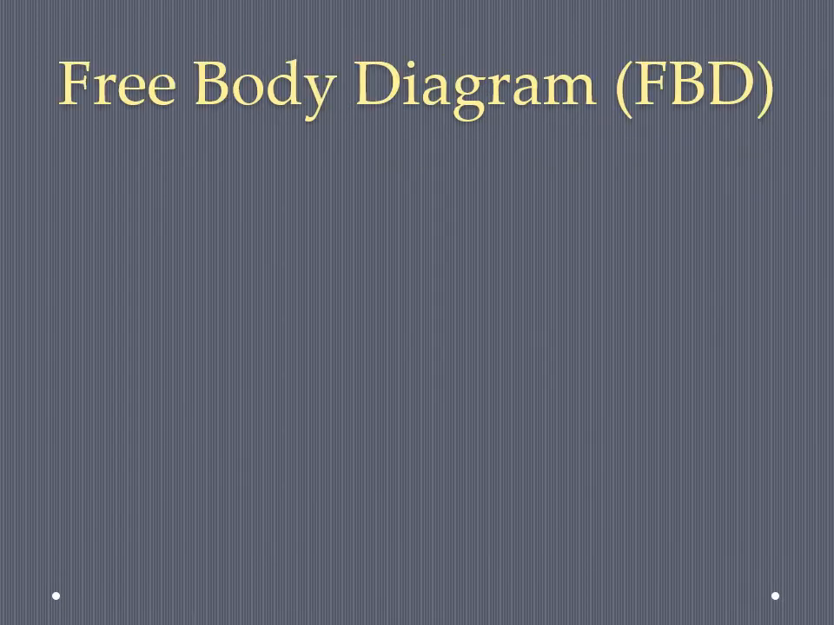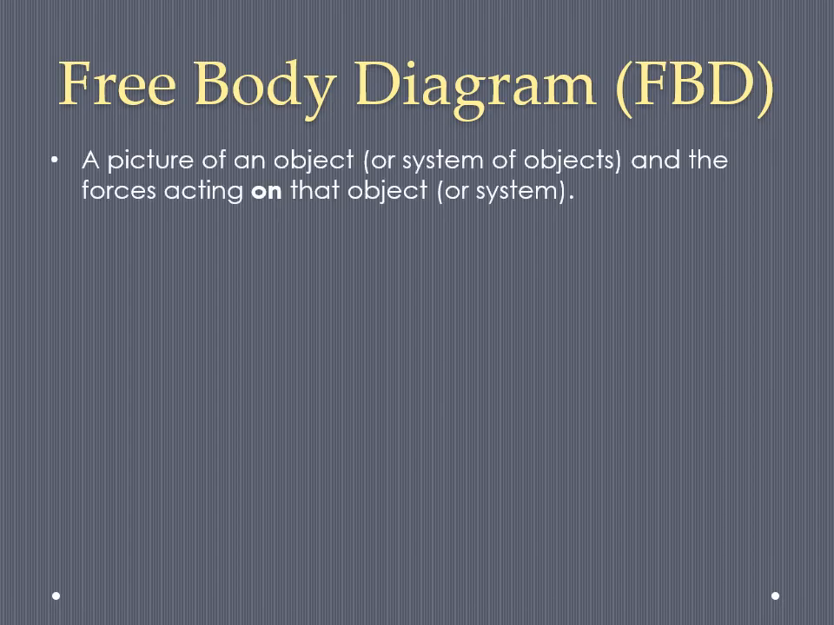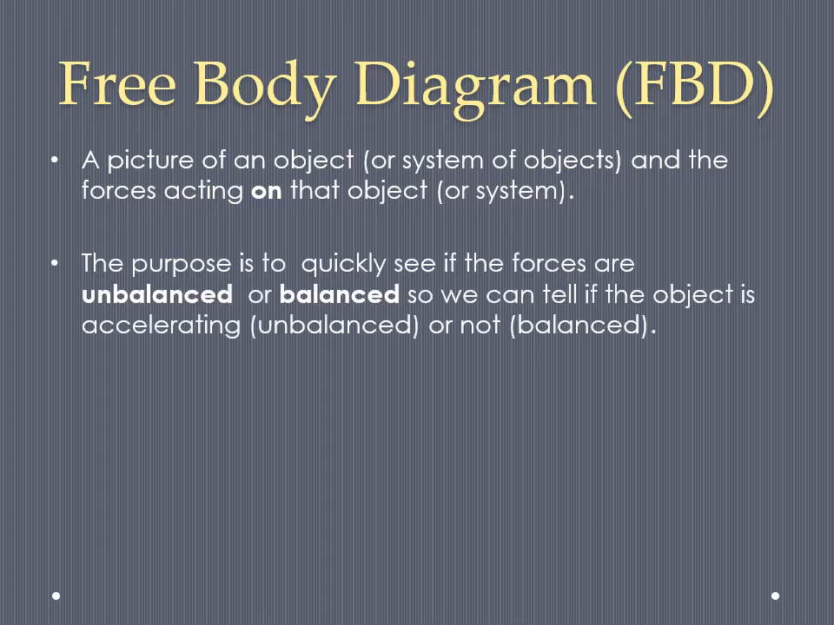So there's a very important tool we're going to be using in this unit called a free body diagram, sometimes abbreviated FBD. A free body diagram is a picture of an object, or it could be a system of objects, and the forces that are acting on that object or system. The reason we use free body diagrams is because you can really quickly tell when you look at a free body diagram if the forces on that object are unbalanced or balanced. And this matters because this is going to tell us whether the object is accelerating, as it would be if the forces are unbalanced, or not accelerating, as it would be if the forces were balanced.